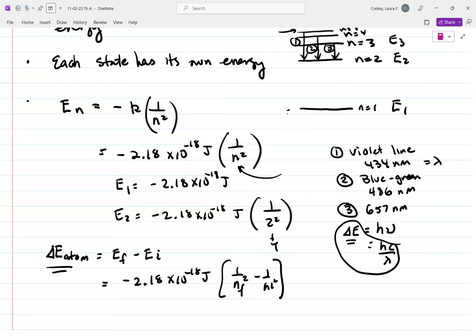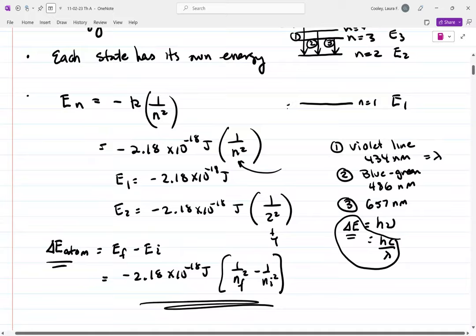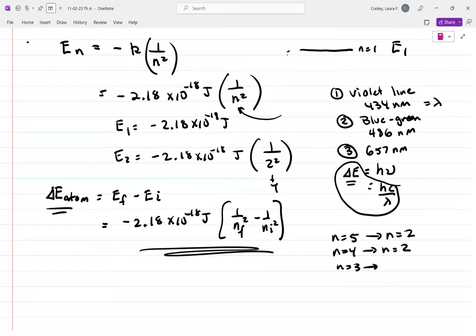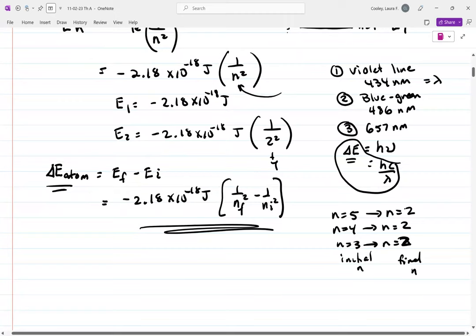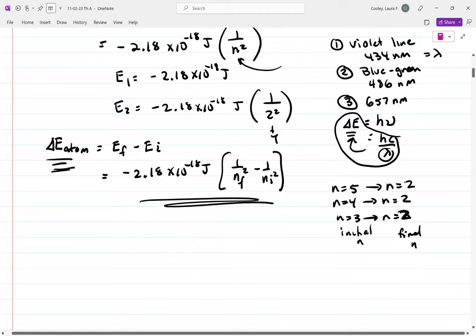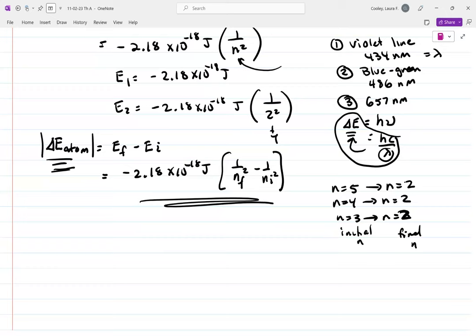And when he used this formula and plugged in the values here, these n values were for n equals 5 to n equals 2, n equals 4 to n equals 2, n equals 3 to n equals 2. These are the three transitions. He plugged in this being the initial and this being the final n. He used the wavelength to calculate a delta E. It exactly equaled the delta E in the atom, with one little modification: you have to take the absolute value here, because if it's emission, it'll be negative and you don't have negative wavelengths. So this would be the energy of the photon.